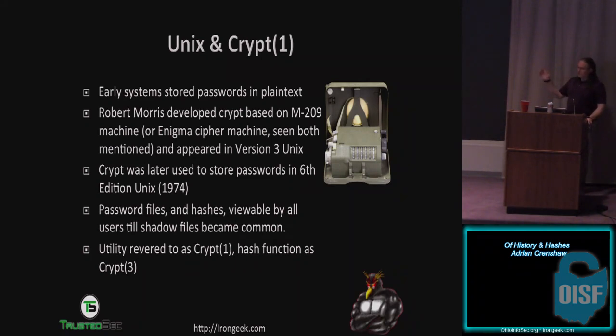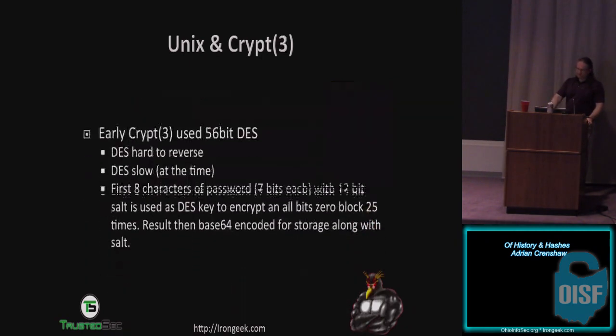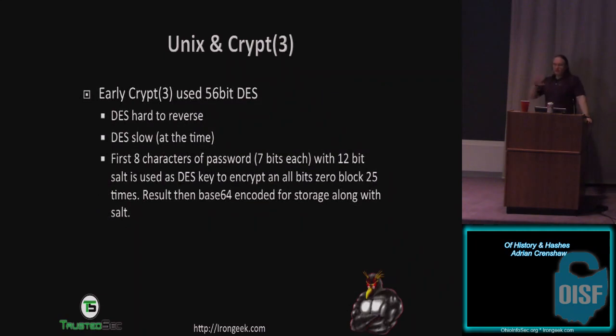By the way, the utility referred to as crypt1 is the one for encrypting files. And when you see something referred to as crypt3, that's the hash function. Now, this is the way early crypt3 worked. It used the 56-bit DES key, since DES was, at the time at least, hard to reverse, and it was slow.